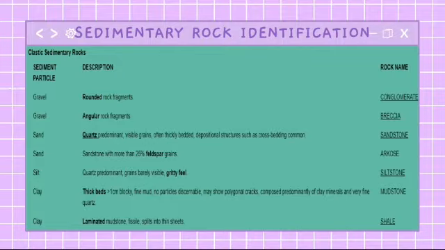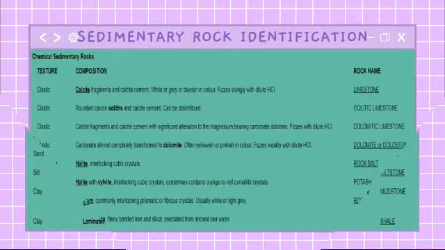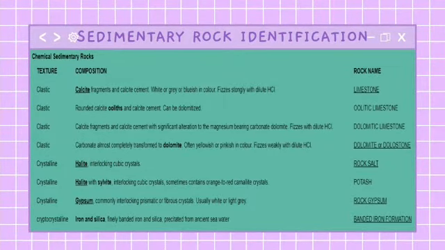Now, if the sediment particle is sand, and the description is sandstone with more than 25% feldspar grains, the rock name is arkose. And the rest, you can read, because time is almost up.